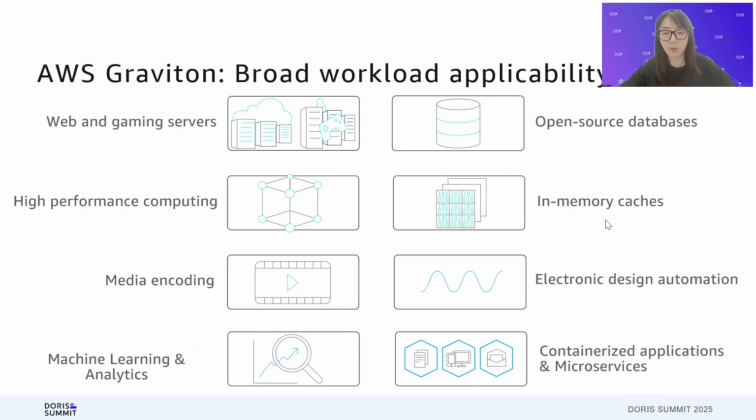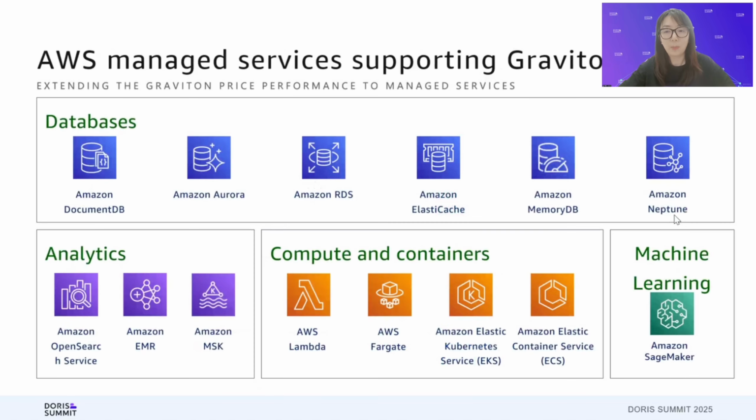Now let's see how this broader capability translates to our own managed services. The performance and cost benefits of Graviton are so compelling that AWS has extensively adopted it across our managed service portfolio. As you can see, database, analytics, containers, serverless, machine learning, they are all leveraging Graviton. This isn't just about offering choice, it's about delivering better value to our customers. This adoption of Graviton across our managed services proves our confidence in this technology. When we use it to power our own services, you can trust it will deliver the same benefits for your workloads.